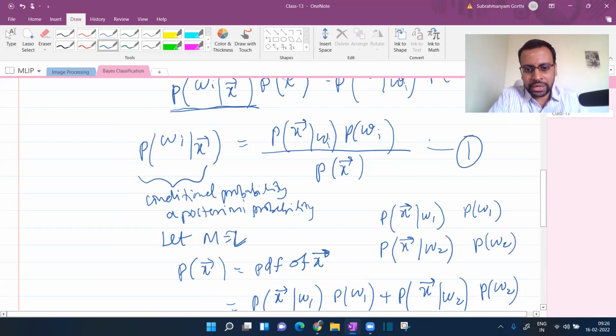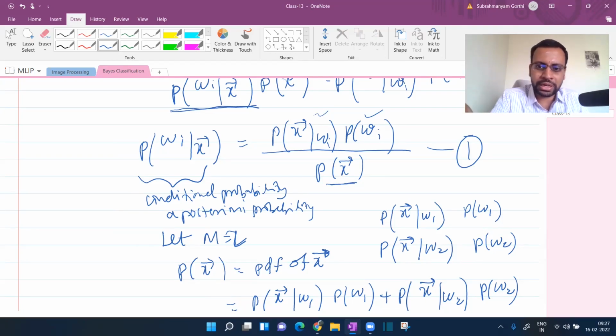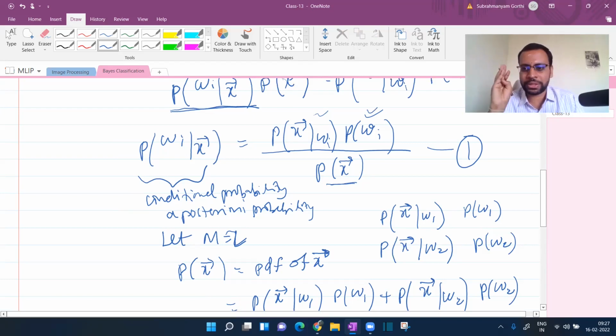Well, we figured out I could compute the probability of x bar from these. If I know these two terms, I can compute it. So it boiled down to computation of two things. Now I am done with this thing also. So I am done with the PDF of x bar. I am done with the prior probabilities of each class, the probability of omega I.